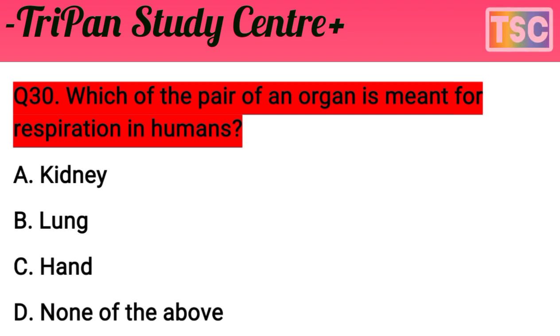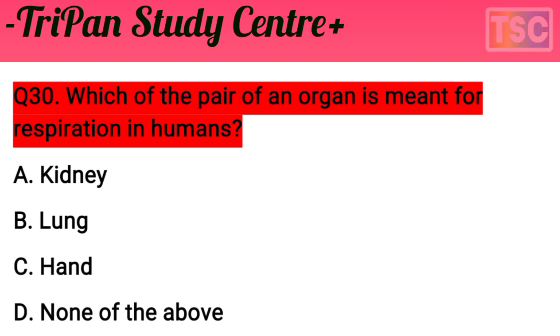Question here. Which pair of organs is meant for respiration in a human? A. Kidney, B. Lung, C. Hand, and D. None of the above. The question is very interesting. You know that the lungs are the important organ that helps human beings in respiration.